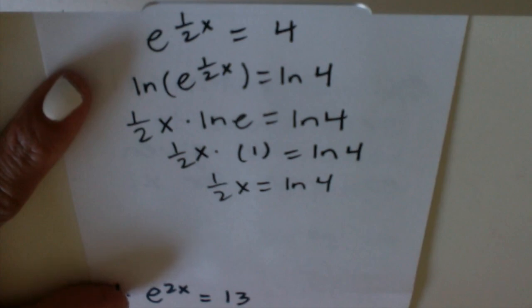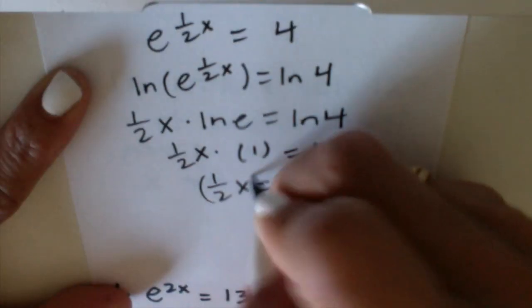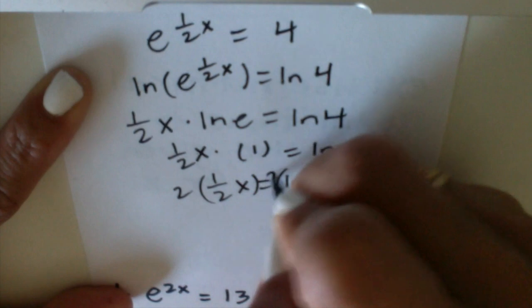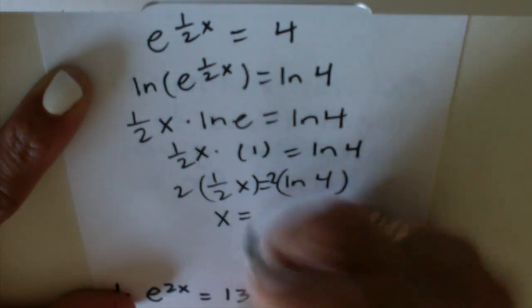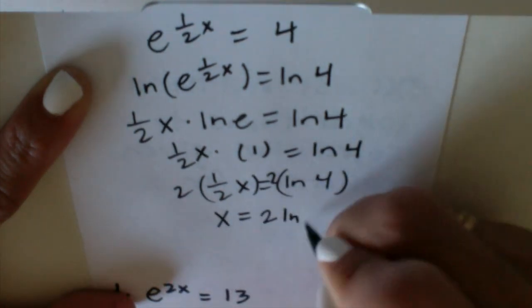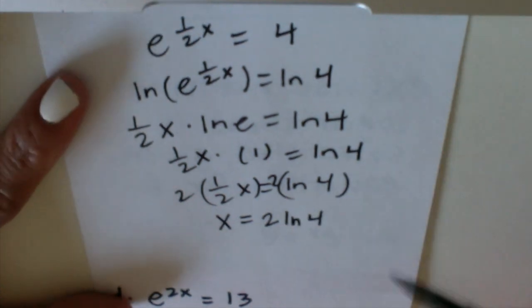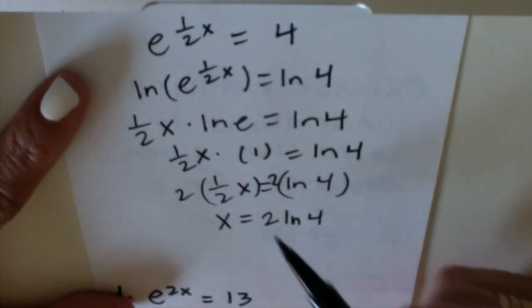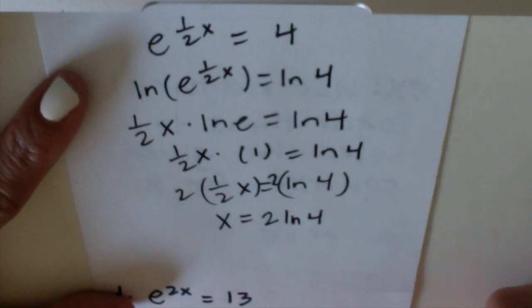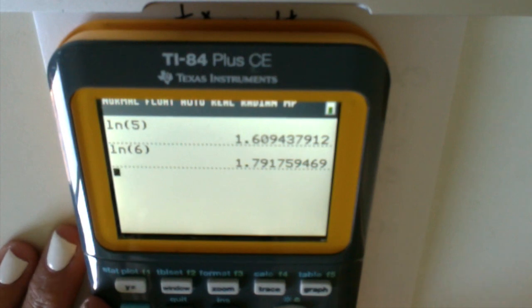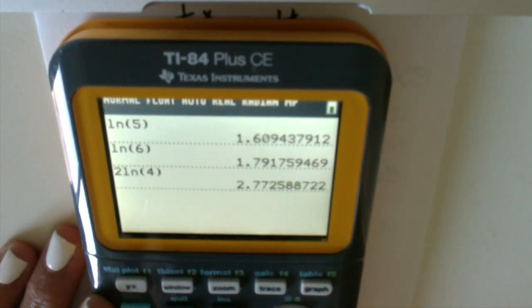To solve for x, we're going to multiply both sides by 2. And so you get x equals 2 natural log of 4. There's different things you could do with this. You could leave your answer like that. You could move the 2 to the exponent and write natural log of 4 squared or natural log of 16. Finally, I'm going to do the calculator value and get 2 natural log of 4. So you get 2.773.